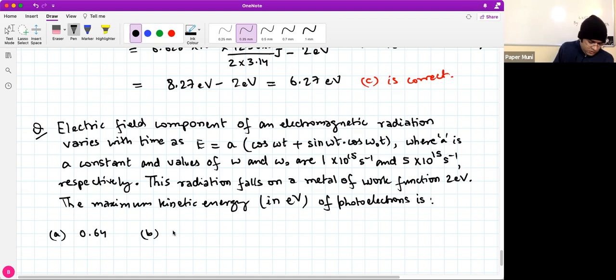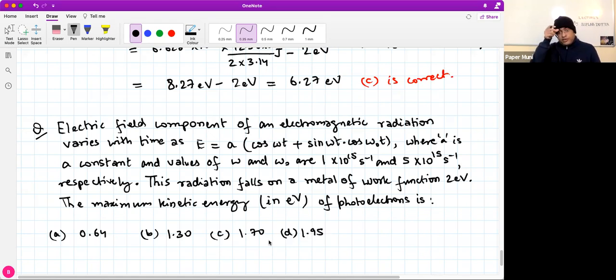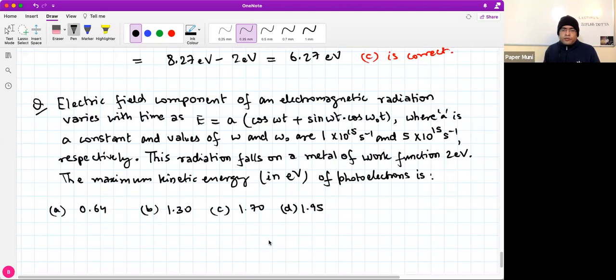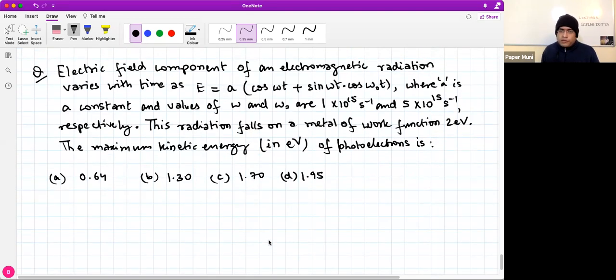B option is 1.30. C option is 1.70. D option is 1.95. So you can see that it's a similar problem to the previous one. It talks about the maximum kinetic energy, which is the maximum kinetic energy among the electrons. So think about it and let's start the solution. I'll have some water in the meantime.